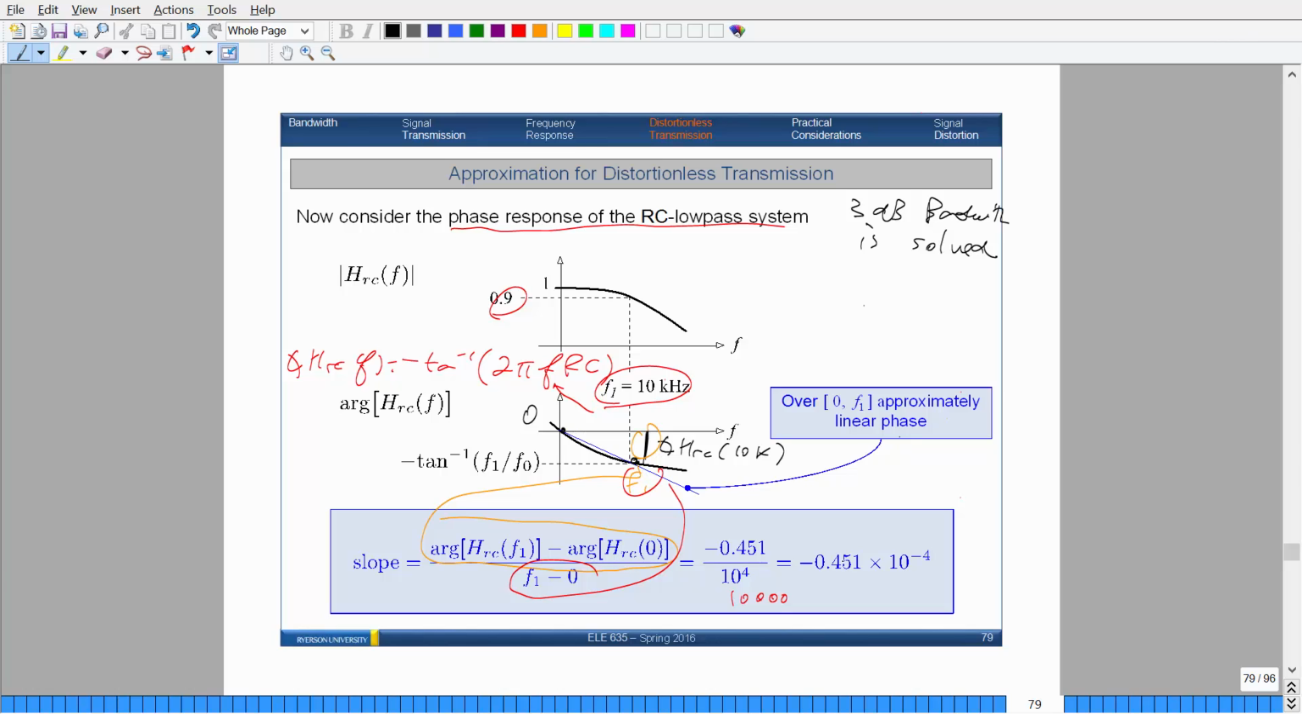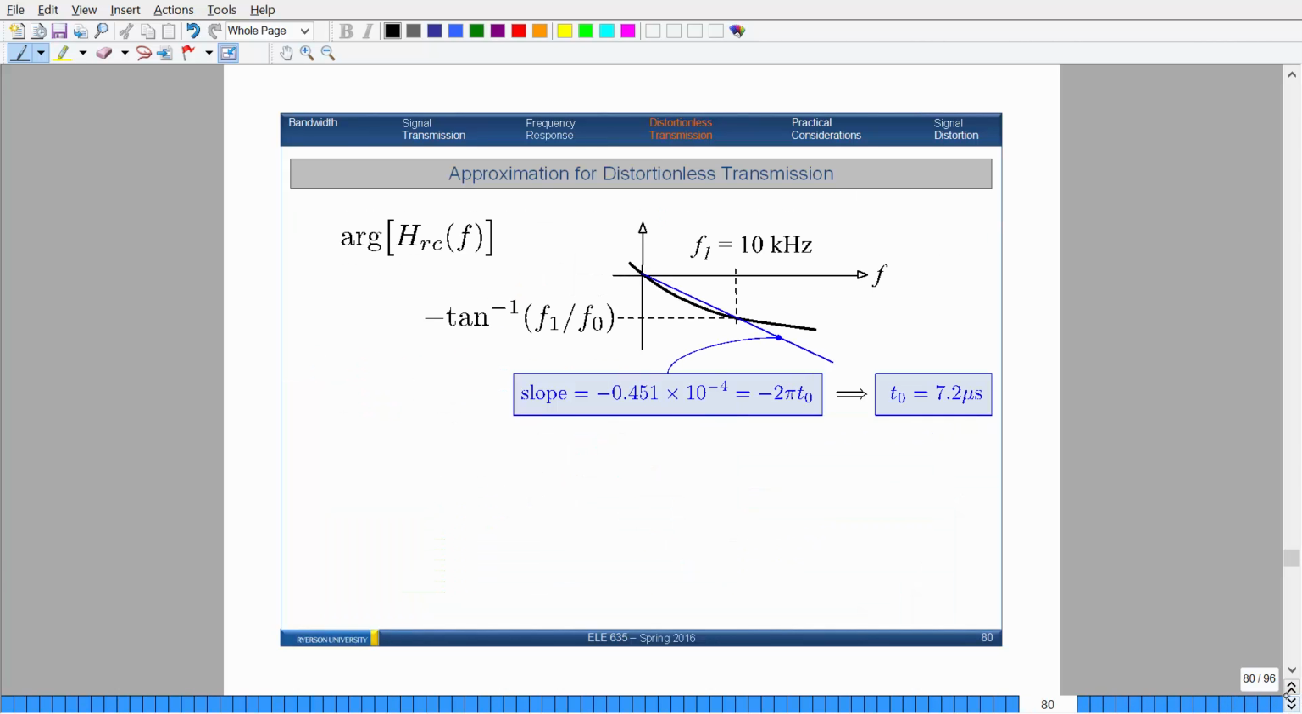And you want to figure out what that is by taking a look at the phase. Now that we have this, remember that the slope was equal to minus 2 pi t naught, and we figured out what the slope was already. So if you want to solve for what this delay is, you get 7.2 microseconds.